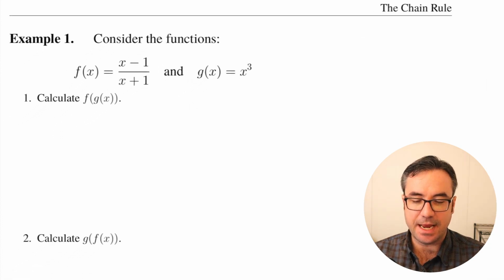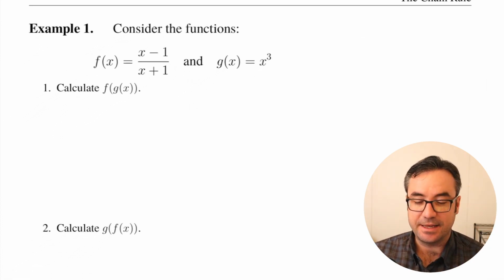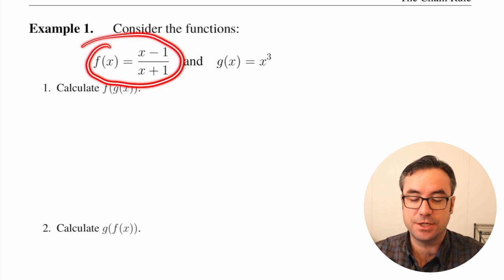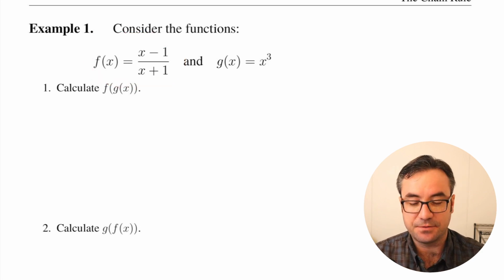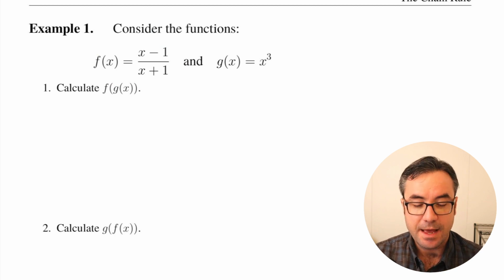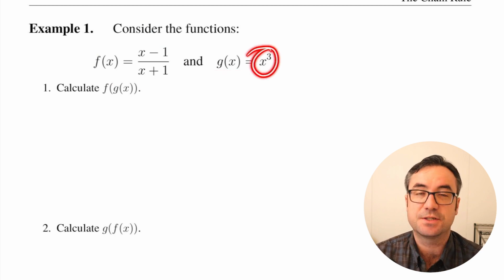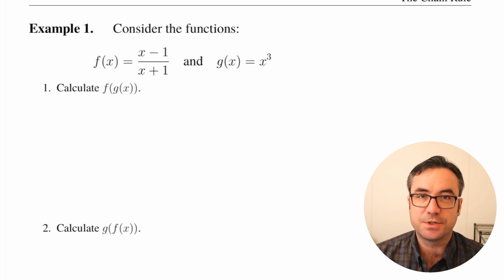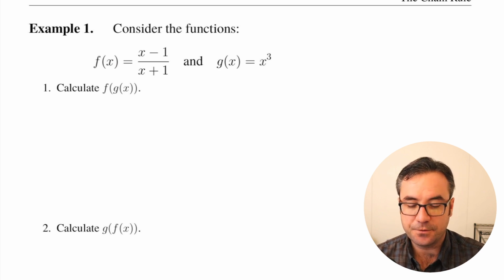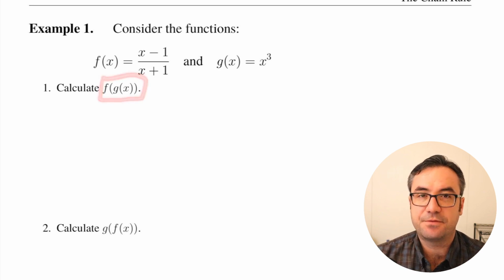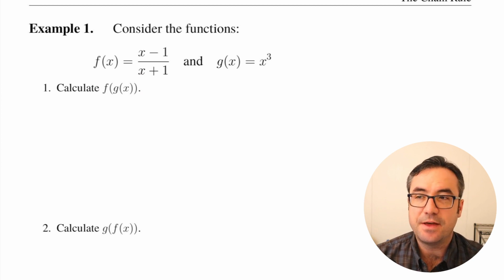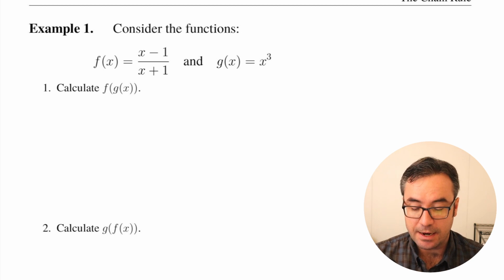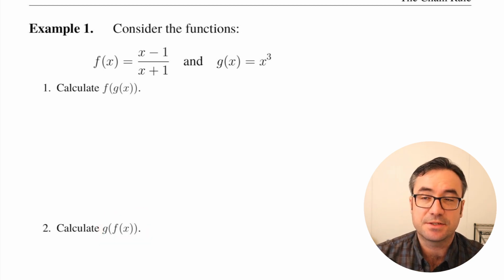All right, so you want to think of composition as this assembly line approach. And let's try an example where we investigate this. In this case, we have two functions, f of x, which has the formula x minus 1 over x plus 1, and a second function, g of x, which is x cubed. What we're going to do in this example is calculate two different compositions. We're going to use both of these functions, but the result is going to be different. For the first one, we're going to calculate f of g of x. And then for the second part, we're going to reverse the order and calculate g of f of x.